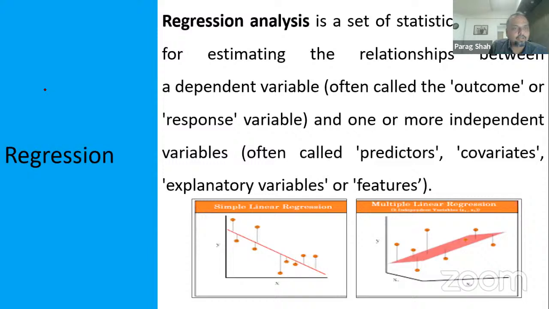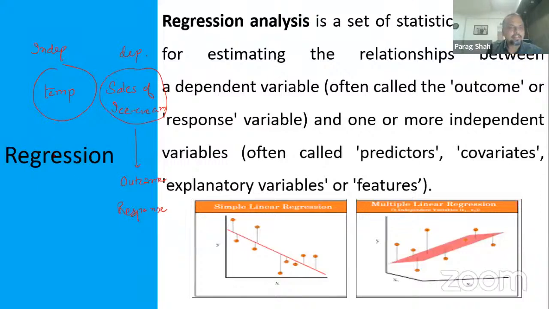Like the example that I took over here, temperature and the sales of ice cream. So this is called the independent variable in very simple language, and this is the dependent variable. So statistically, we call it independent and dependent. We can also say this is the outcome variable. You can also say this is a response variable. There are different words that can be used depending on the domain that you are using it in.